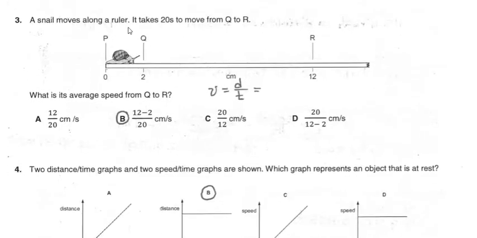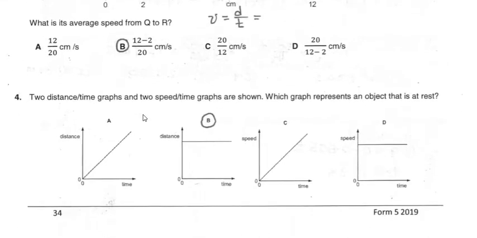A snail moves along a ruler. It takes 20 seconds to move from Q to R, from there to there. So it's going from 2 centimeters to 12, so it's gone 10 centimeters. What's its average speed? It's the total distance divided by the time. 12 minus 2 is 10, divided by 20 gives the answer. In this case, that would be 0.5 centimeters per second, but the question is just checking that you know which method to use to work it out.